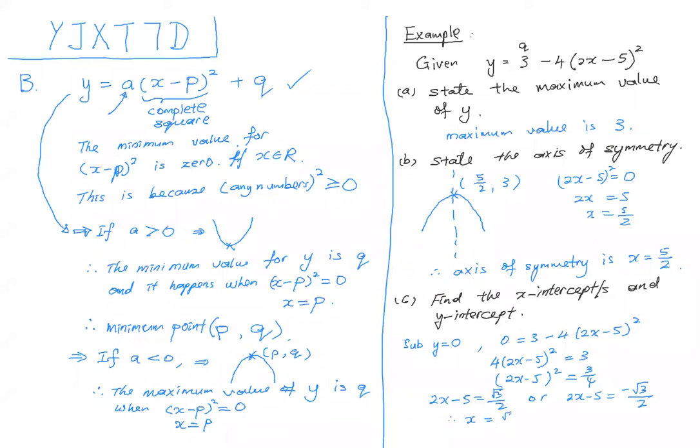square root of 3 over 2 plus 5 divided by 2. And the other one will be negative square root of 3 over 2 plus 5 divided by 2. So this is the exact value, and you can simplify it further.